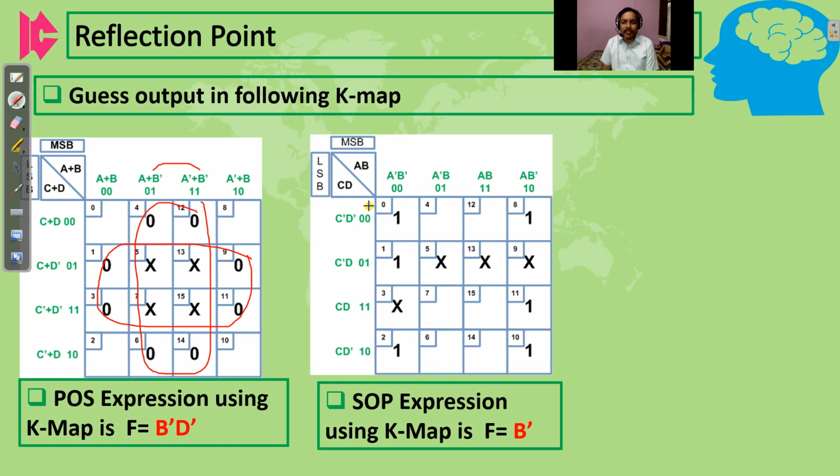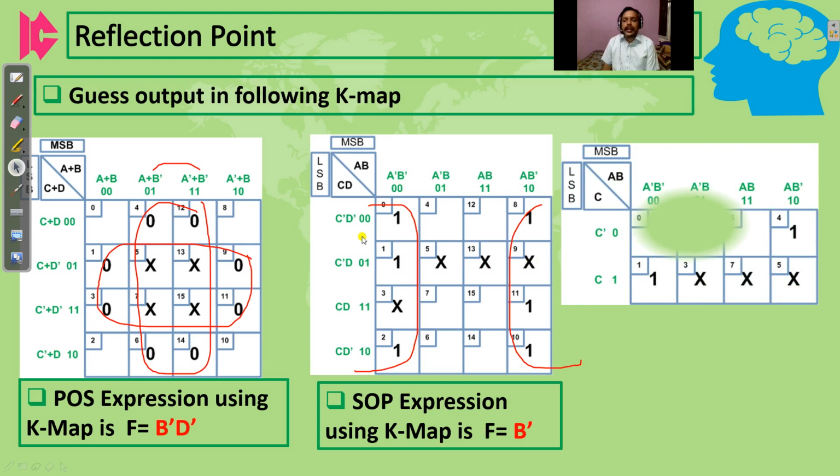My answer is B dash. Why B dash? Because I'm combining these 4 elements with these 4 elements, a total group of 8. So the non-changing element on this side is what? B dash. As for this don't care, we will not bother about it, so neglect this don't care. So the only output is B dash.